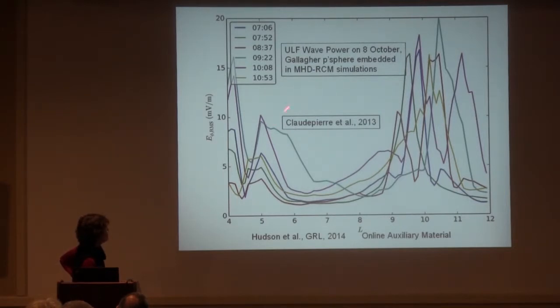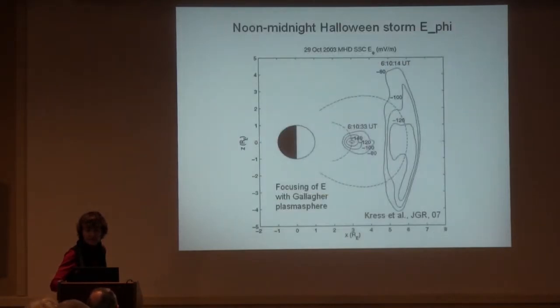And Seth Claudpierre gave a talk at AGU that he's writing up, where he did a more parameterized study rather than just doing an event study to look at how ULF wave power gets focused in the region around the plasmapause or just outside the plasmapause, as you see here. So this next figure shows a reason for that focusing.